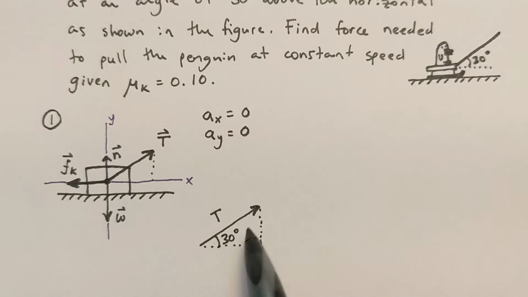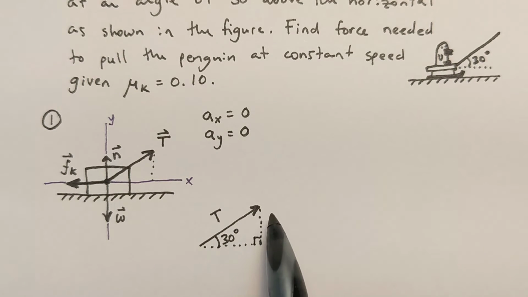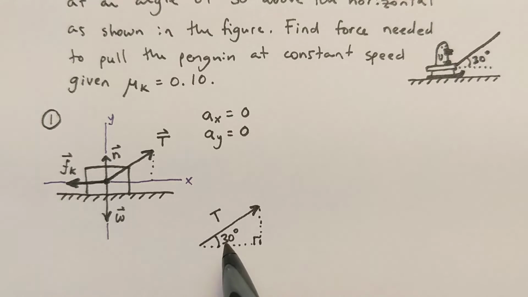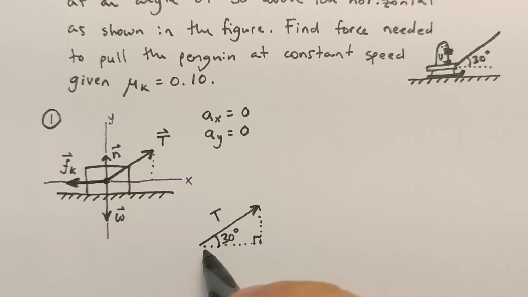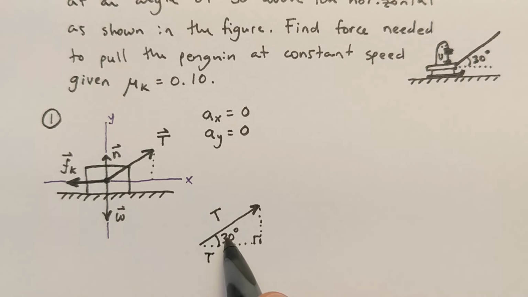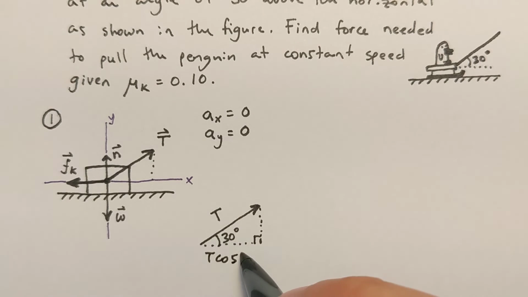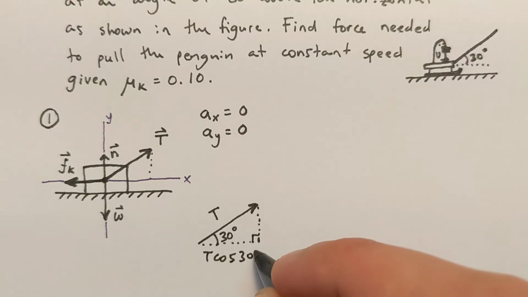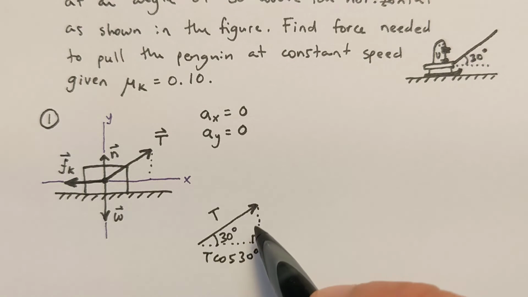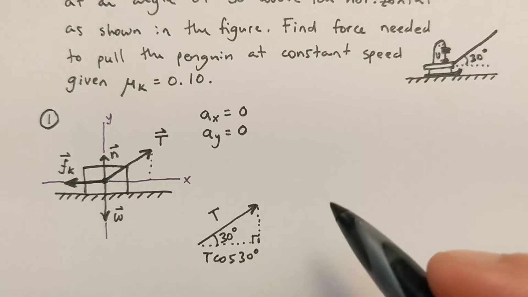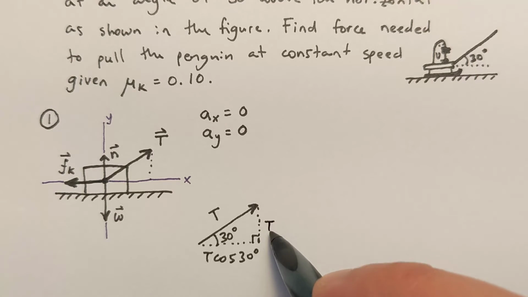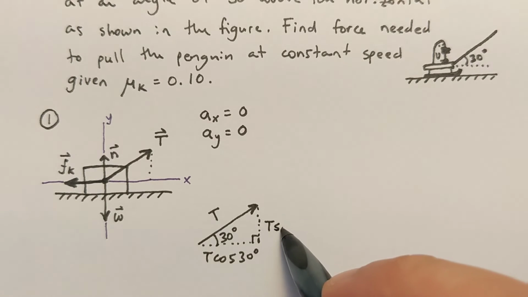So I need to do some trig analysis of this triangle to figure out the x and y components of the tension vector. The adjacent side of this triangle, since it's a right triangle, we're going to use the cosine function. So it's going to be the magnitude of the vector times the cosine of the angle for the adjacent side. And for the opposite side of the triangle, the y component of the tension vector, we've got the magnitude of the vector times the sine of the angle.